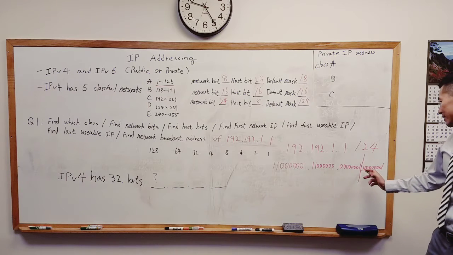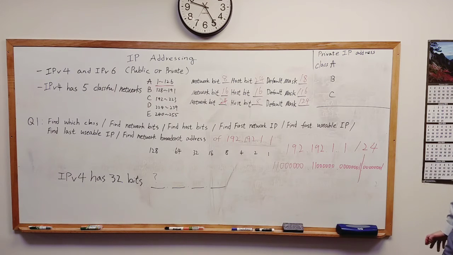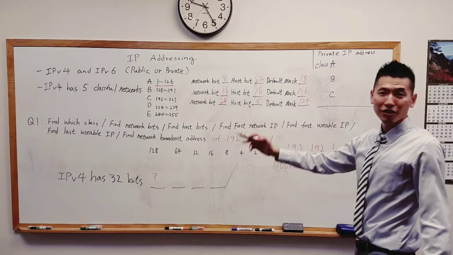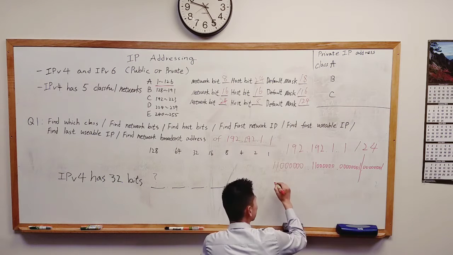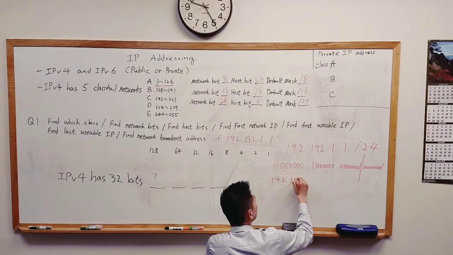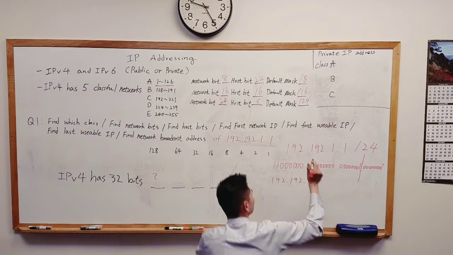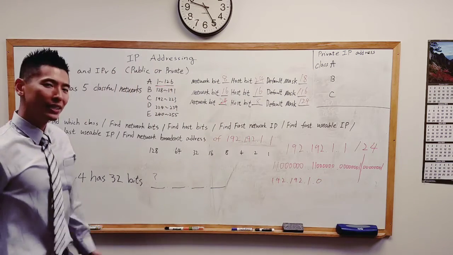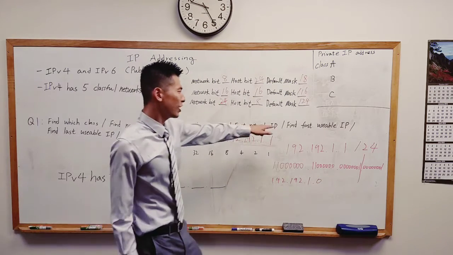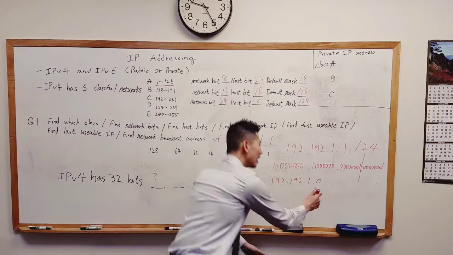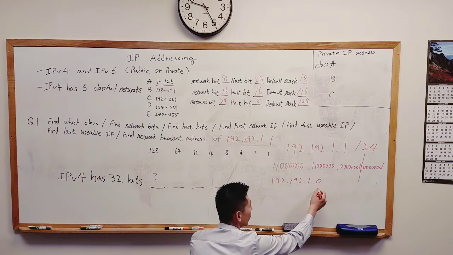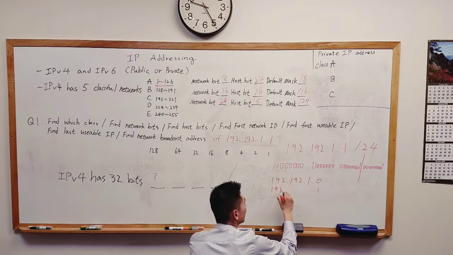So let's make everything to the right equal 0. And we can find the first network ID. So in this case, 192.192.1, and make everything 0, right? So .0. That's your first network ID. And your first usable IP is going to be .1.